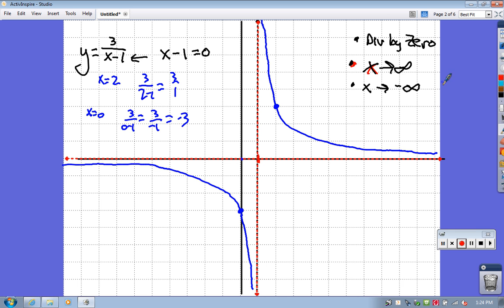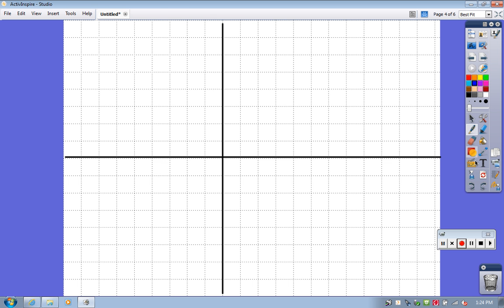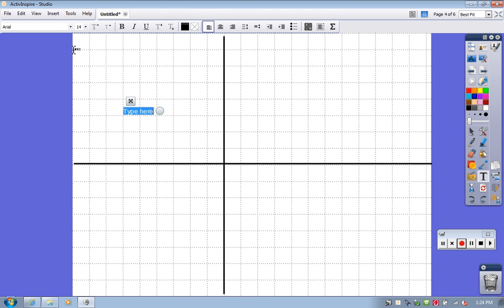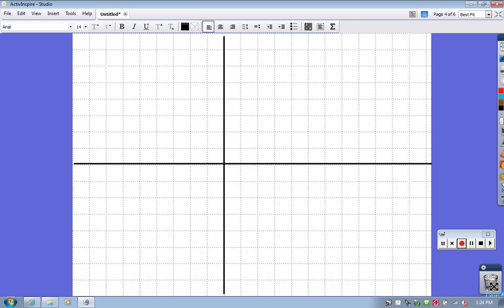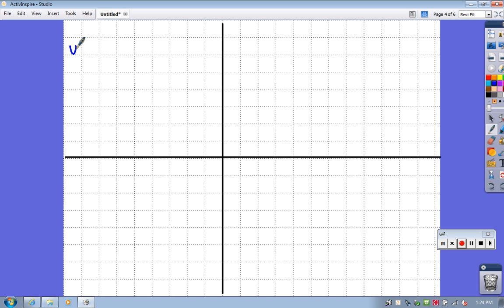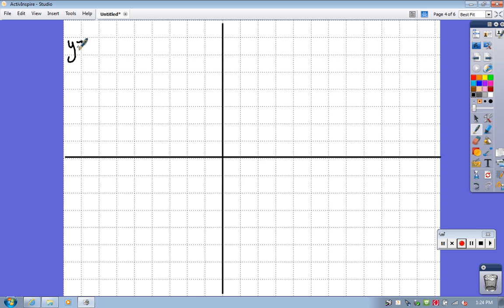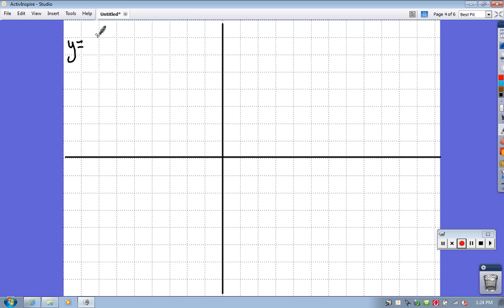Great. All right, so we've done a couple of examples. Let me do another example, and this one is going to be a slightly different looking graph. So we'll do y is, I'm sorry, I want to change the color. x plus 2 over x plus 1.